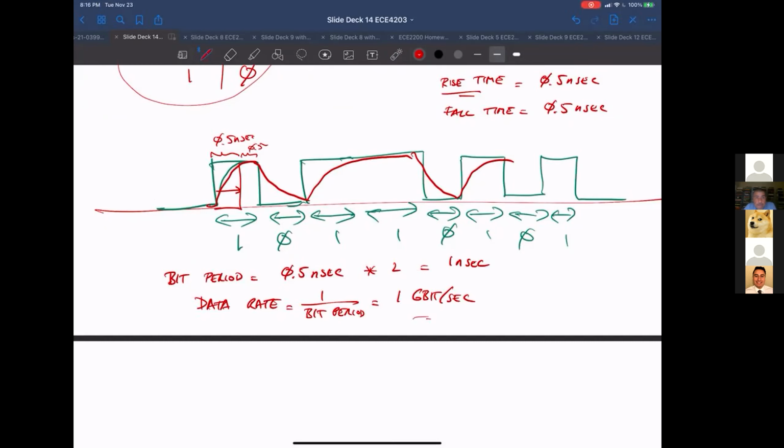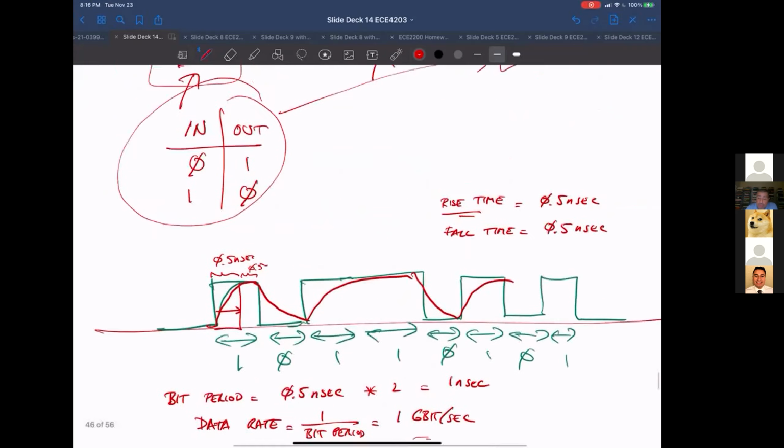Does that make sense? I think so. So I guess we're looking for pretty much right when it's going to be stable. For mine, it started to get stable around 0.3, so it would be 0.3 times 2. Then I'd get 0.6 nanoseconds, and then I do 1 over the bit period to get my data rate. Okay, that makes a lot more sense now.